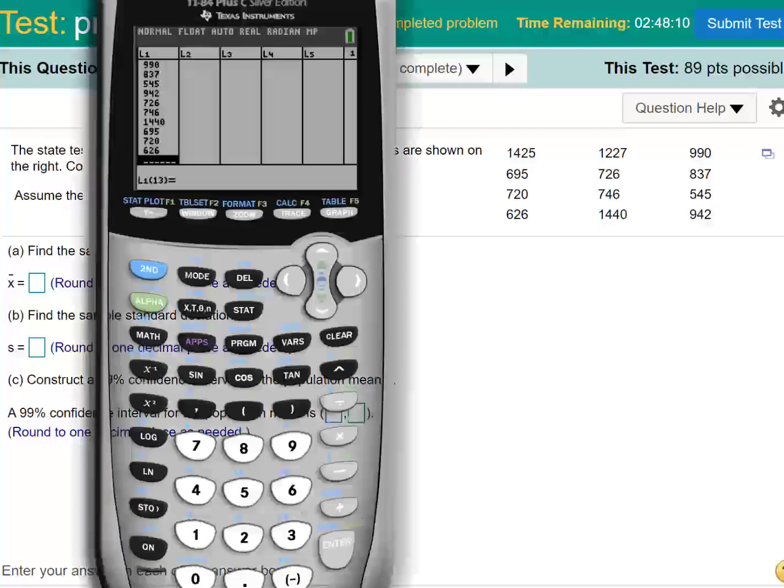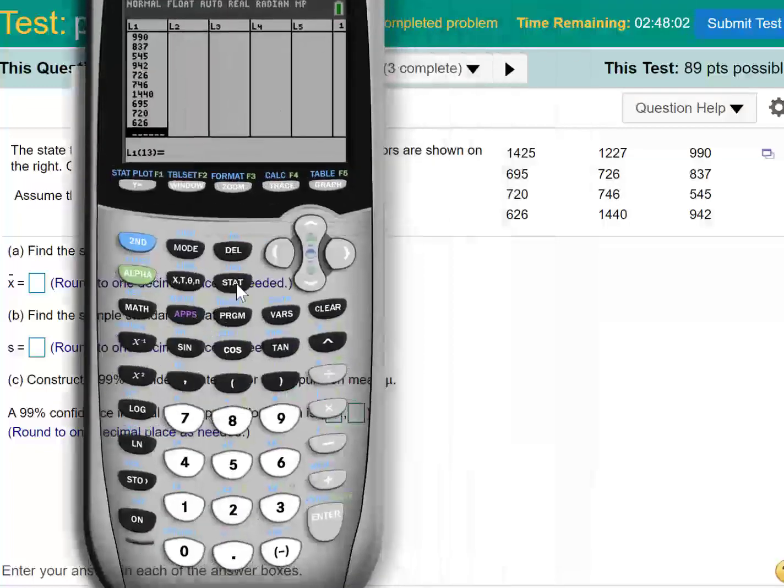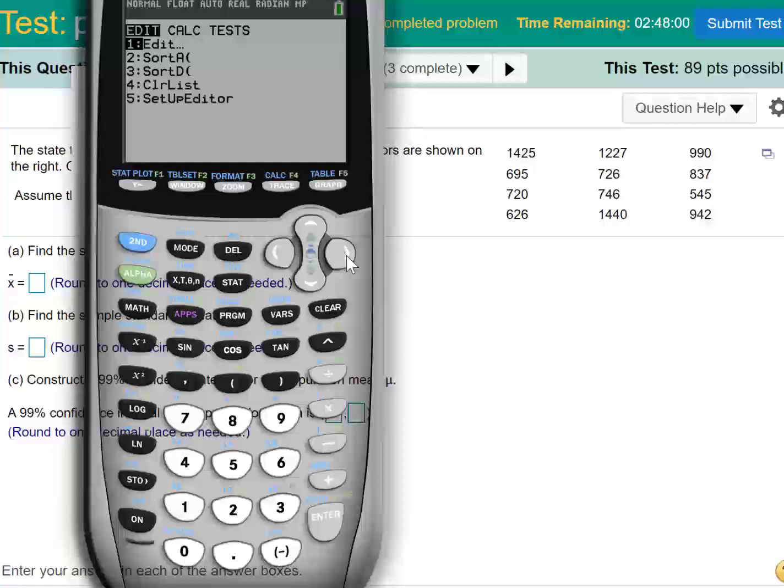So you enter the data in L1. I put the data in L1, and then he wants, first of all, X bar and S. This is from chapter 2, guys. To find X bar and S, you just go calc, one variable statistic.